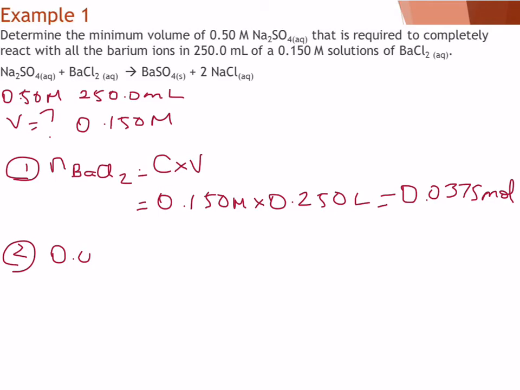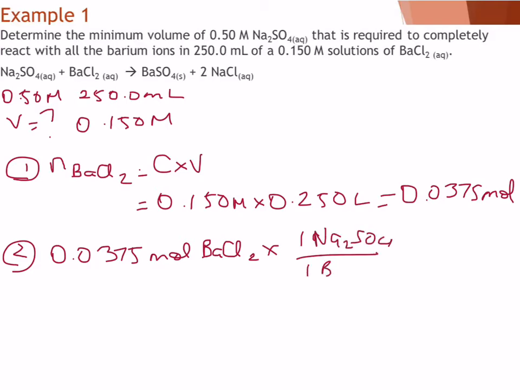So we're going to take our 0.0375 moles of barium chloride. We are going to multiply it by 1 sodium sulfate over 1 barium chloride. That information is from our balanced equation. So our number of moles stays the same. It's important to show that step just in case it's not a 1-to-1 ratio.